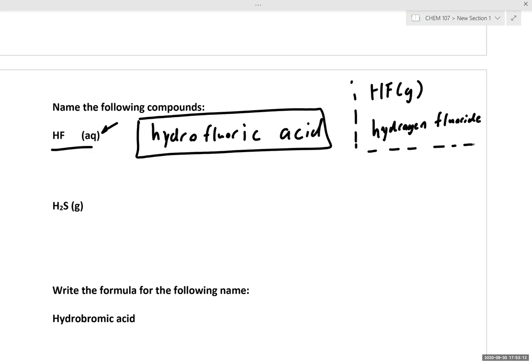Any other questions? So let's now work on naming the following compound, and let's spend about 1.5 to 2 minutes naming the following compound. And remember, you don't have to put a prefix for the number of hydrogen atoms because this is a binary acid. Yep, exactly right.